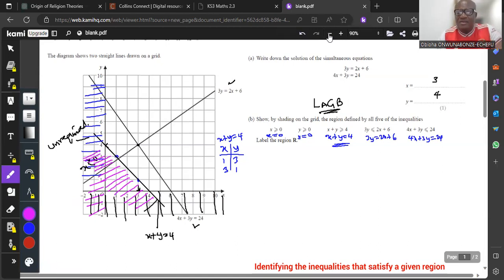All right. For 3y less than 2x plus 6, the line is already given. Because it's less than, I'm going to shade above the line. So I'm shading above this line. Then for 4x plus 3y less than 24, the line is given already. And again, I'm going to shade above because it's less than. And so I'm going to shade here.